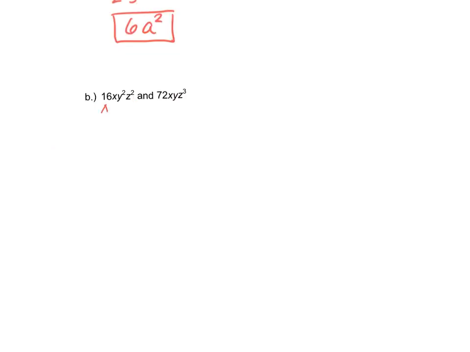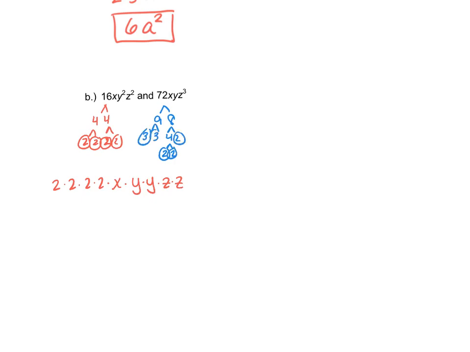For 16, that would be 4 times 4, and 4 is 2 times 2, and the other 4 is 2 times 2. And then for the variables I have, it would be 2 times 2 times 2 times 2 times the variables x times y times z times z. And for 72, let's break that one down. We would have 9 times 8. Well, 8 is 4 and 2, and 4 is 2 and 2. So 2, 2, 2 from that, and 9 is 3 times 3. So I have 2 times 2 times 2 times 3 times 3 times, now the variables. I have an x, a y, and z cubed. So z times z times z.